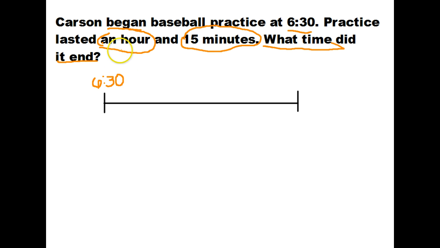Well, to use my timeline, I'm going to work with my hours first. And you see it tells me an hour. So let's hop from 6:30 1 hour ahead. And an hour from 6:30 is 7:30. And I finished with my hours, so now it's time to do minutes. 15 minutes is a pretty simple round figure to work with, and so I'm just going to go ahead and do that. We're going to make a smaller hop from 7:30 to 15 minutes later, which is 30 plus 15, 45. So we make our second hop, and practice ends at 7:45.